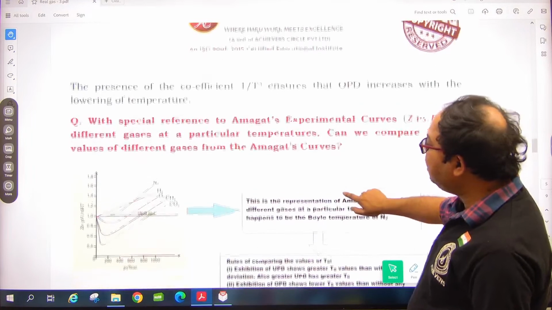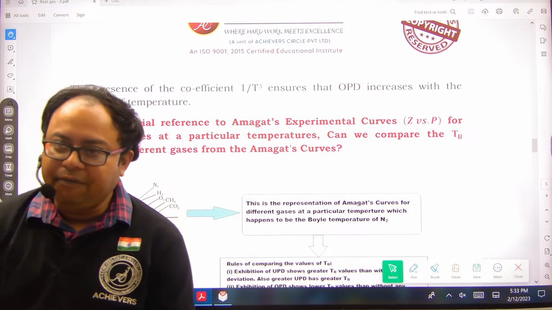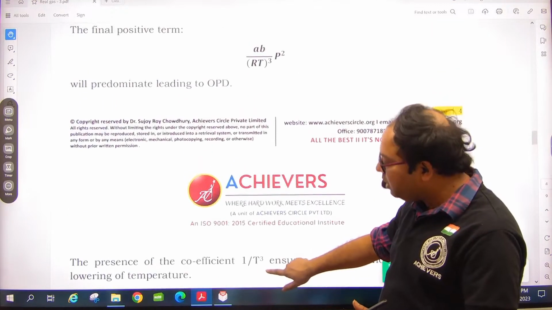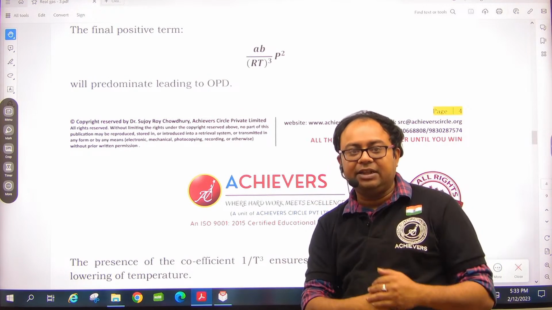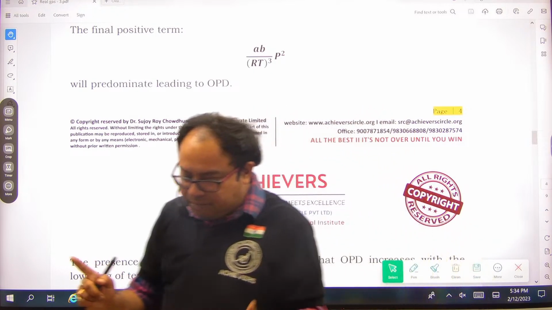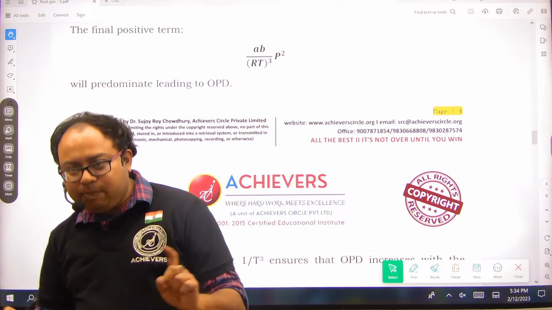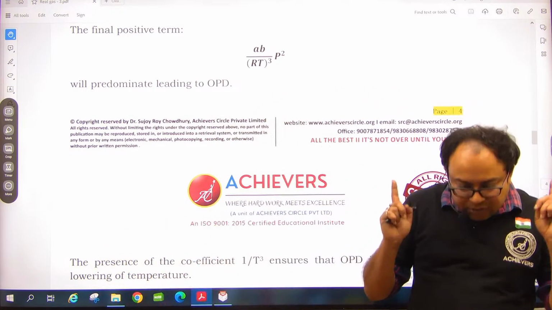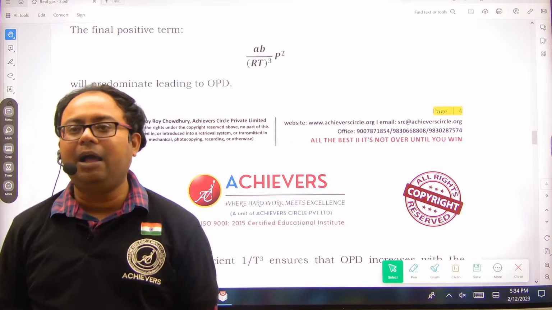So in this lecture, we have made a very important observation of Amagat's curve, the plot of Z with respect to P, and from there we made some very important interpretations, and we have explained those interpretations by using the Van der Waals equation of state. So this was the lecture where we have dealt with type 1 Amagat's plot.